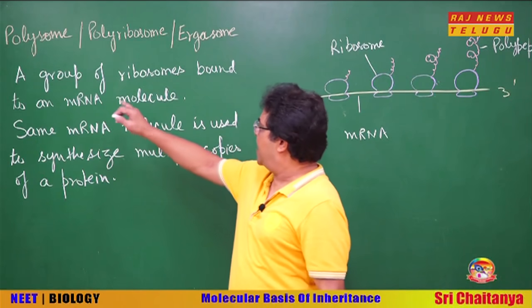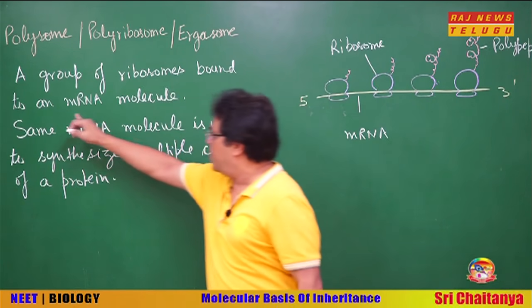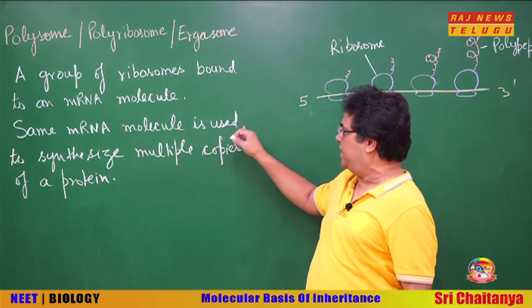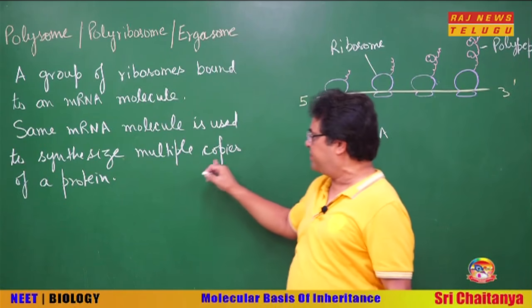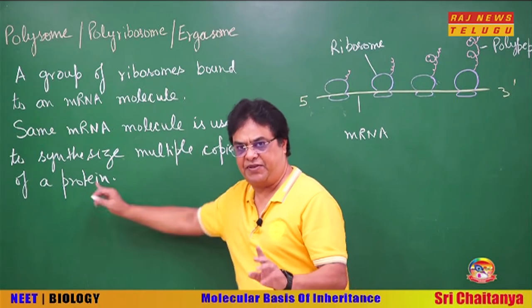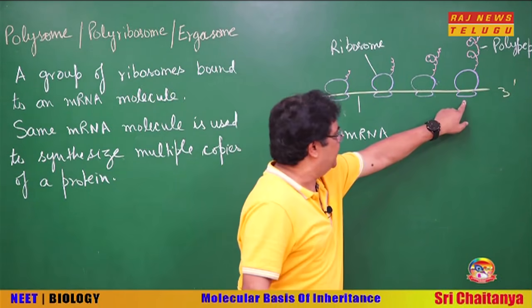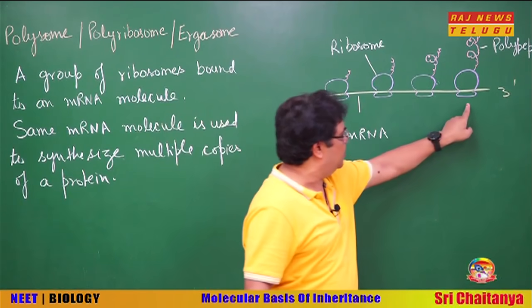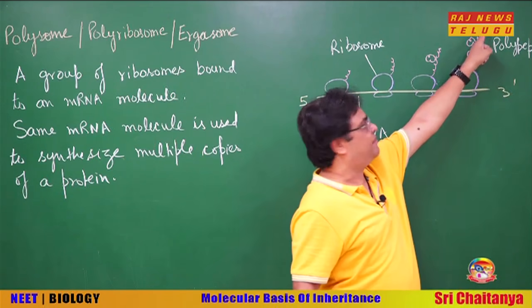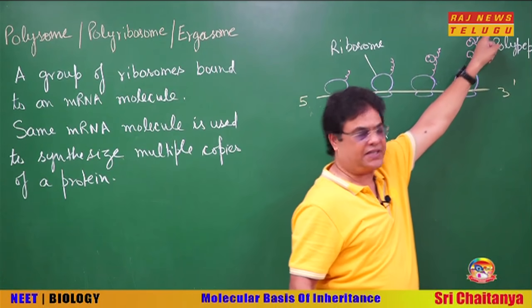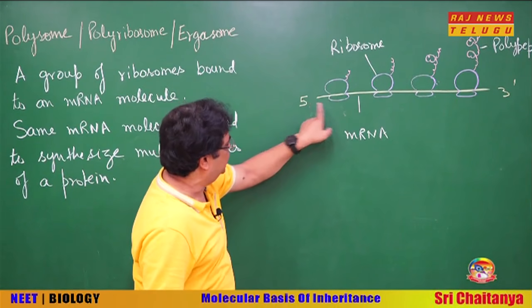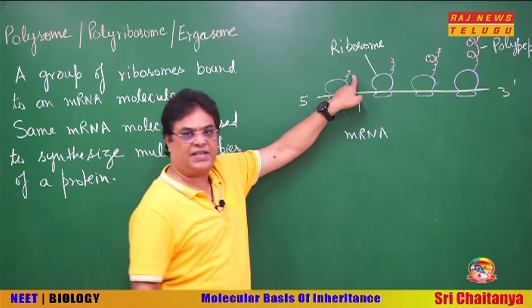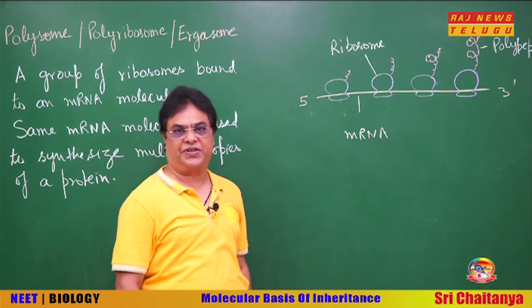So see, a group of ribosomes bound to an mRNA molecule. The same mRNA molecule is used to synthesize multiple copies of a specific protein. You see this ribosome, it had started translation from here and it is almost completing. So the polypeptide chain attached to this one is the longest, while this ribosome has just started translation. So the polypeptide chain attached to this one is the smallest, and this entire structure is the polysome.